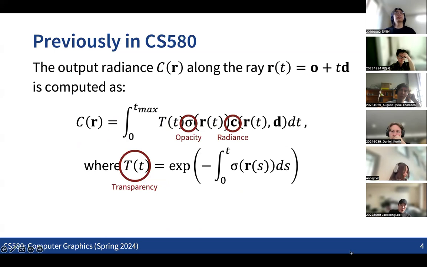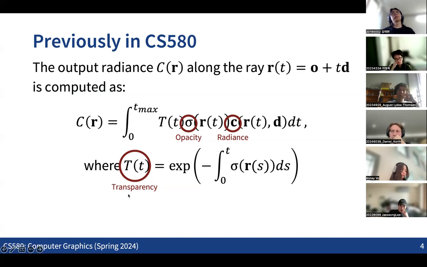Here, there are three components. One is the opacity, which is about how likely the ray will hit something at that point along the ray. And the radiance is the color information emitted in a specific direction at that point. Based on the opacity information, we also calculate the transparency, which is a non-increasing function. Transparency means how likely the ray will travel until that point without hitting anything.